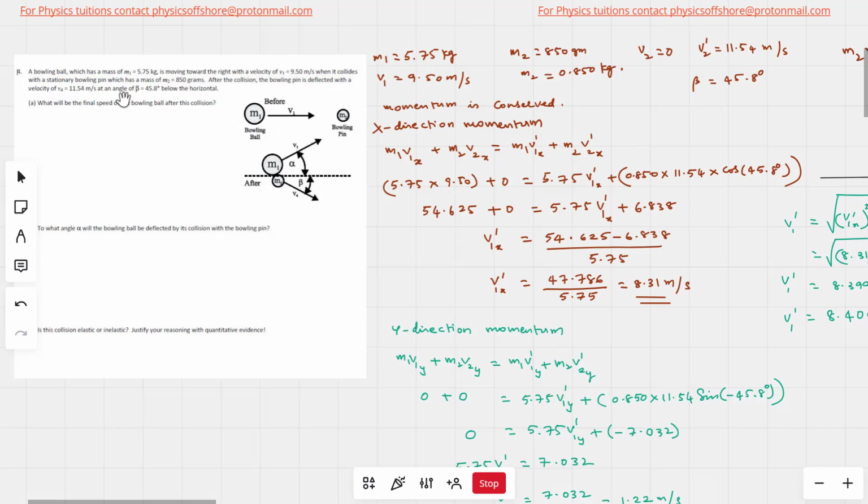He gave the angle also, 45.8 degrees. Beta is given to us. So this becomes the x direction, which is the adjacent side to this angle. Therefore, we have to take the cos component, and moreover, it is along the positive x direction, therefore the numbers are positive. Now, after plugging in these values and calculating, we will get the velocity of the bowling ball after the collision along the x direction as 8.31 meters per second.